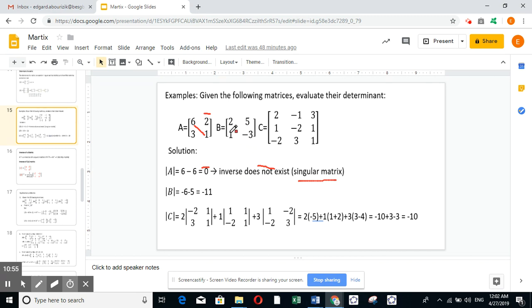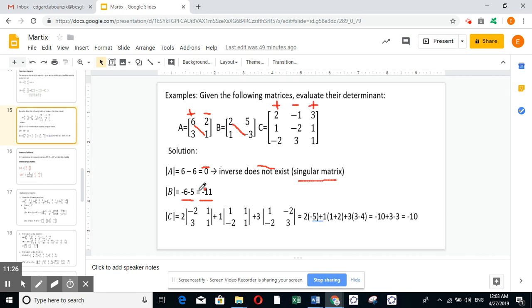Here I need to find the determinant of B, so I multiply the first row, 2 times minus 3 minus 6, minus the product of this one, so minus 5, is minus 11. Since it's not 0, the inverse of matrix B exists. This is called a non-singular matrix. Here I want to find the determinant of a 3 by 3 matrix. So I put plus, minus, plus.